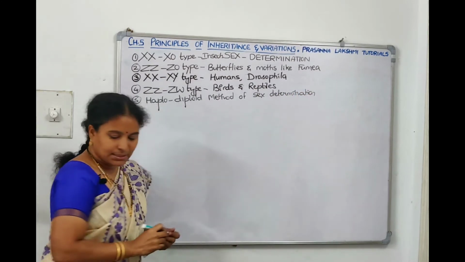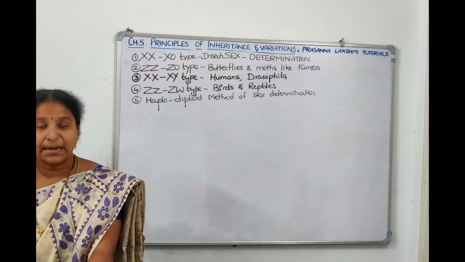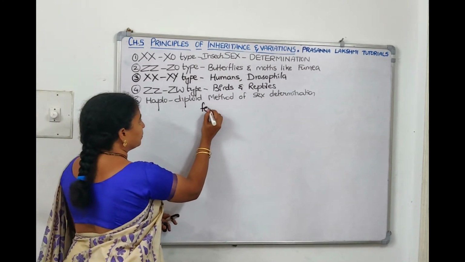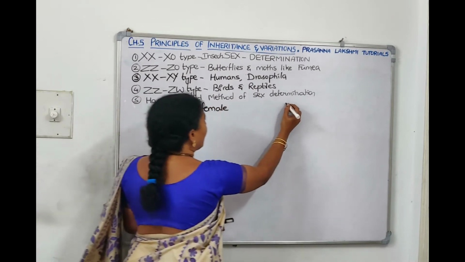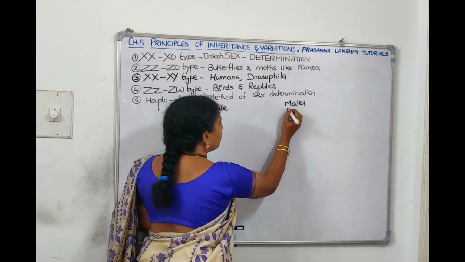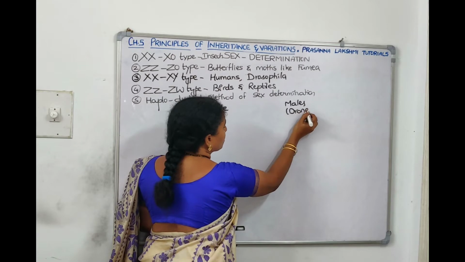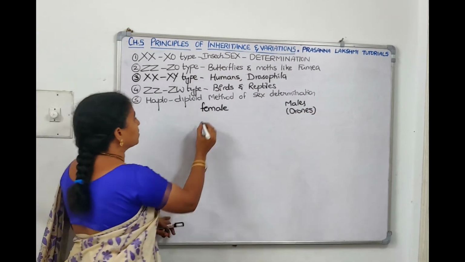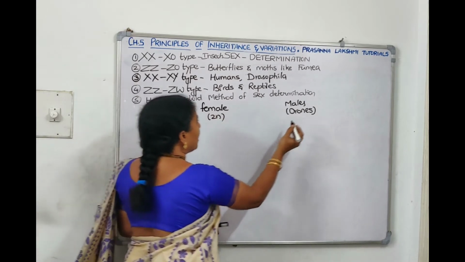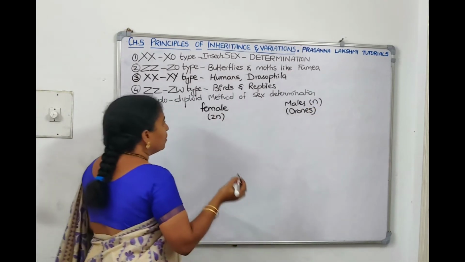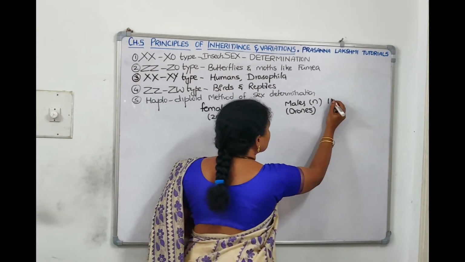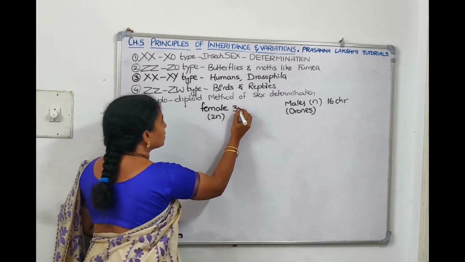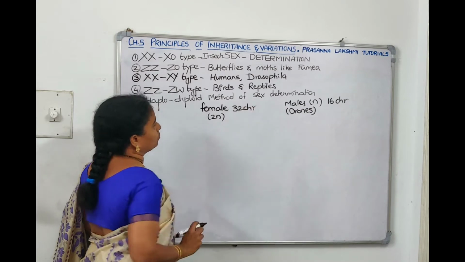Now, what is this sex determination? Let's try to understand carefully. Here, female bees will be there and male bees will be there. The males are called drones, right? Now the females are diploid. The males are haploid, meaning males have 16 chromosomes. 16 twos are 32, so the females will have 32 chromosomes.